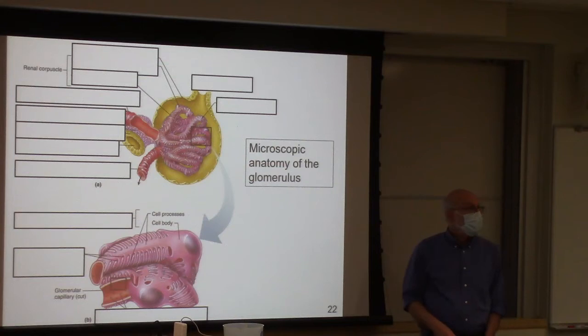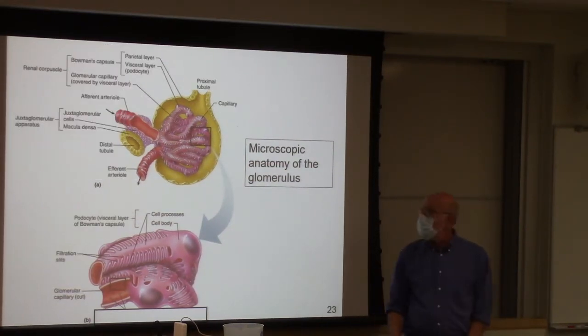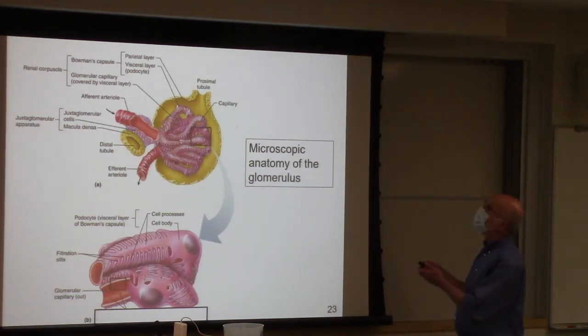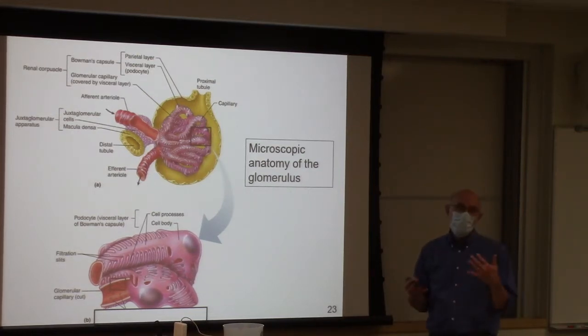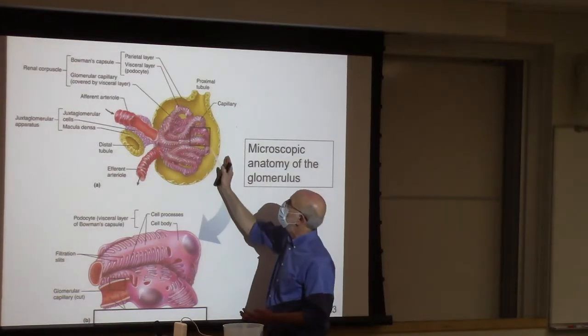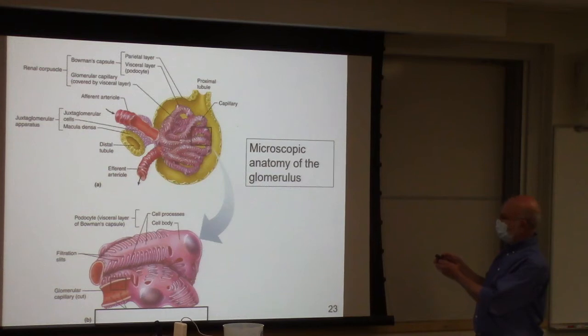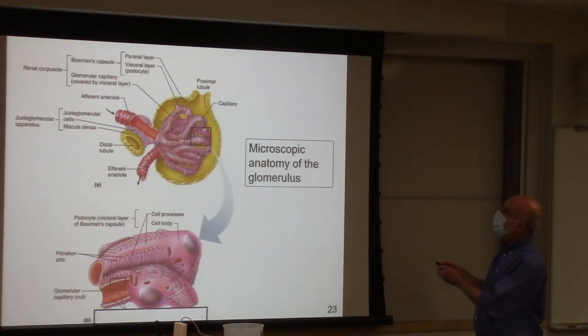Okay, and then more labeling. Again, I recommend printing out a blank and writing in your words. There are some labels that I don't care about. I don't think it's important to learn parietal and visceral, but visceral is on the inside and parietal is on the outside, so you could use that. The parietal layer of the Bowman's capsule, I just call Bowman's capsule. The visceral layer of Bowman's capsule, I call podocytes.